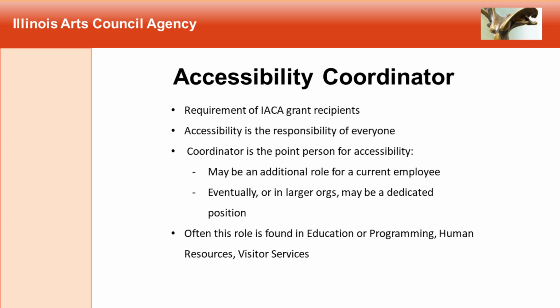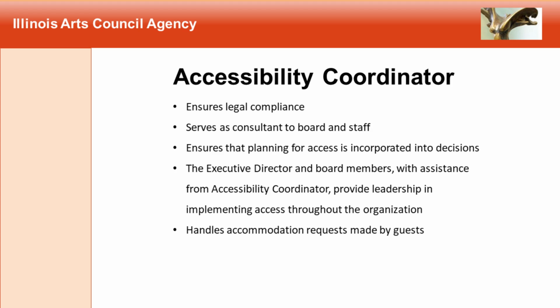It could be found in human resources, but it's really important that the human resources department remember that it's not just Title I, that it's also Title III of the ADA. It might also be found in the visitor services or the audience services department. The accessibility coordinator is also there to ensure compliance with the ADA and Section 504. They're also a consultant to the board and the staff around access-related issues, and they're going to ensure that planning for accessibility is incorporated into organizational decisions. The executive director and board members, with assistance from the accessibility coordinator, provide leadership in implementing access throughout the organization.